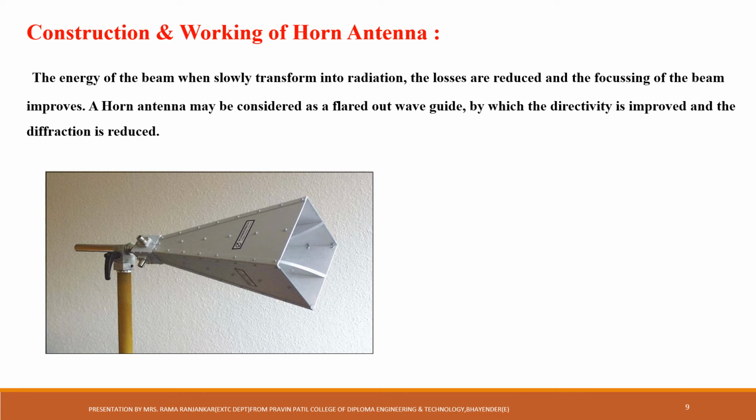Another antenna type is the horn antenna. When the energy of the beam is slowly transformed into radiation, the losses are reduced and the focusing of the beam improves. The horn antenna may be considered as a flared out waveguide, by which the directivity is improved and the diffraction is reduced.